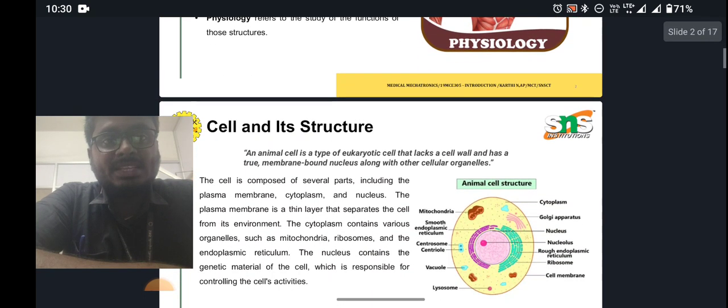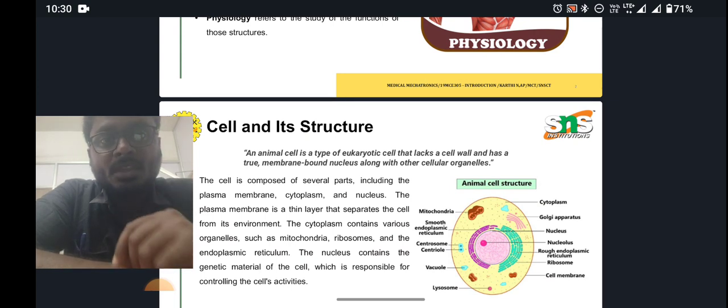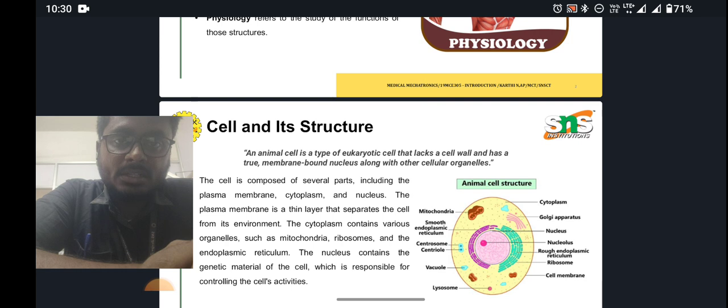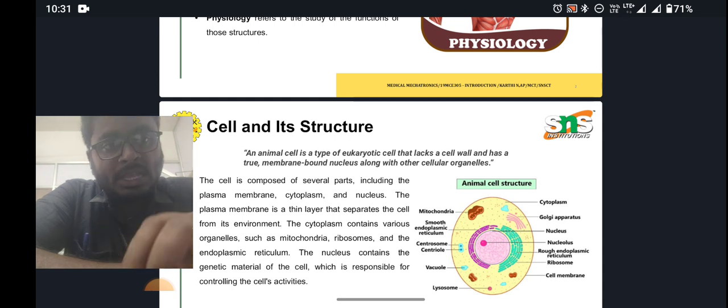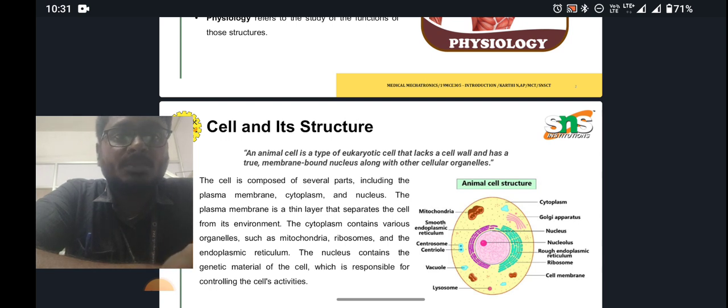And what are cells and their structures? An animal cell is a type of eukaryotic cell that lacks a cell wall and has a true membrane-bound nucleus along with other cellular organelles, which include mitochondria, cytoplasm, nucleus, nucleolus, ribosome, lysosome, vacuole, like that. The cell is composed of several parts, including the plasma membrane, cytoplasm, and the nucleus.